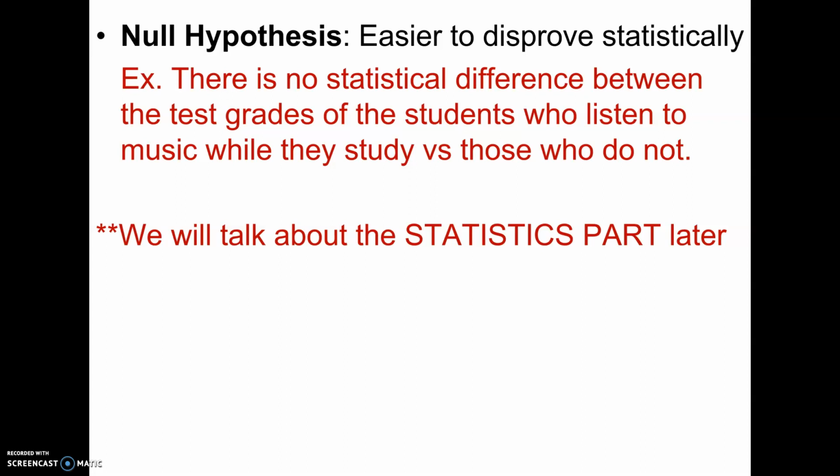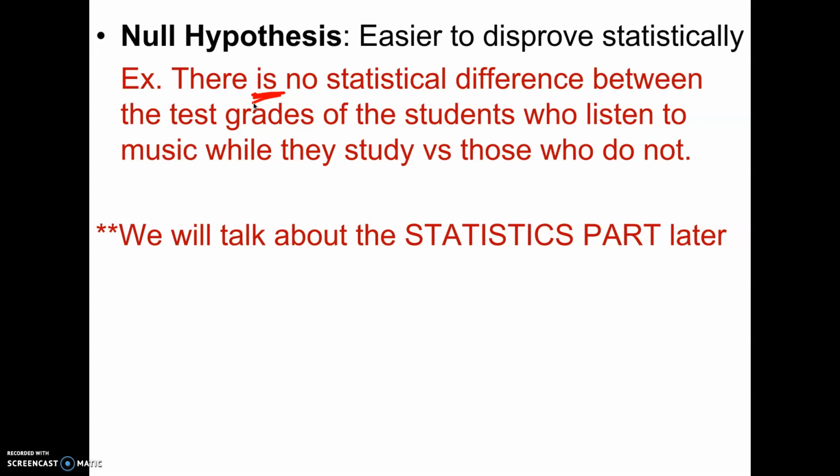A null hypothesis is called a no difference hypothesis. It basically says there will be no statistical difference in the grades of the students who listen to music compared to the students who don't listen to music. You could either say it present tense, there is no difference, or I sometimes put it future tense, since it's a hypothesis, there will be no statistical difference. Now, that means that if there is a difference, our hypothesis is going to fail, and if there is no difference, our hypothesis will pass.